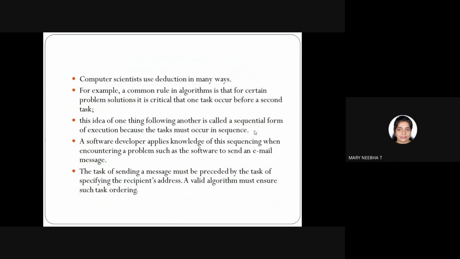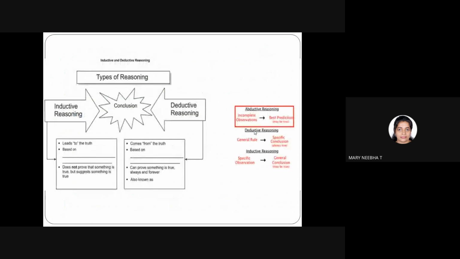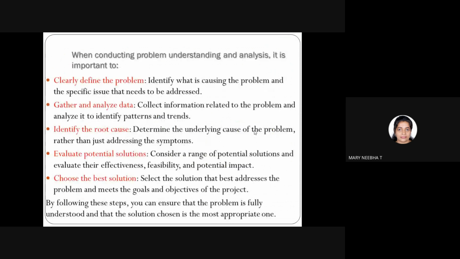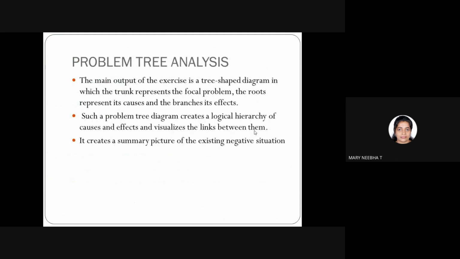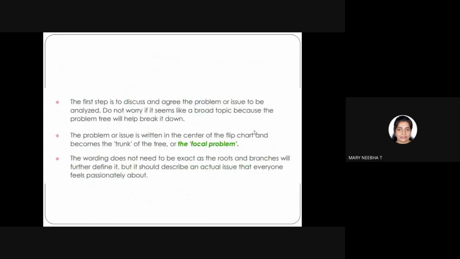So computer scientists use deduction in many ways. For example, a common rule in algorithms is that for a certain solution, it's critical that one task occurs before the second task. So that is a sequential form of task, right? Normally for algorithms, we will go with the sequential form, sequential rules, all those things. Problem understanding and analysis is very important for defining the problem, gathering the data, finding the root cause, finding solutions, and also finding the best solution. For that, we go with the problem tree analysis. That is, what is the cause and what is the effect? Cause is the root and effect is the tree. Like this, we can arrange it.